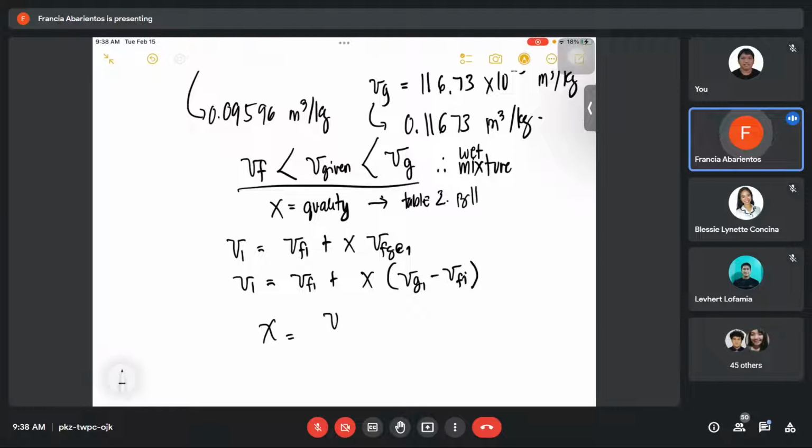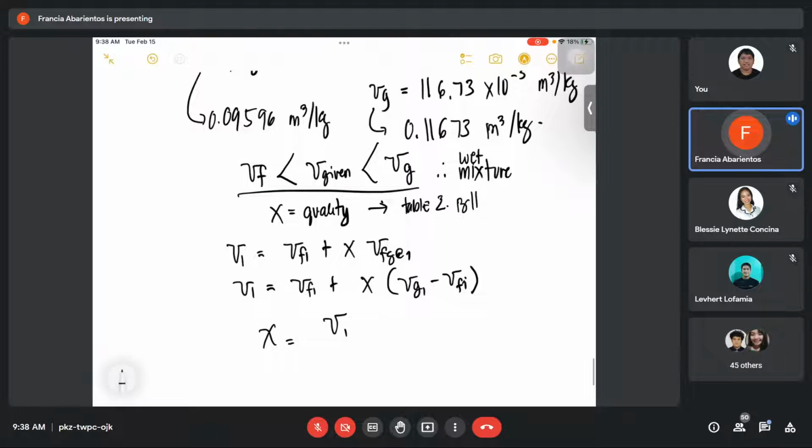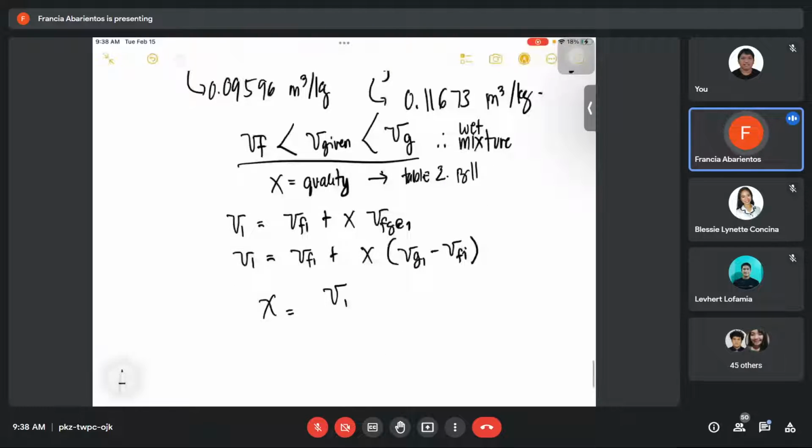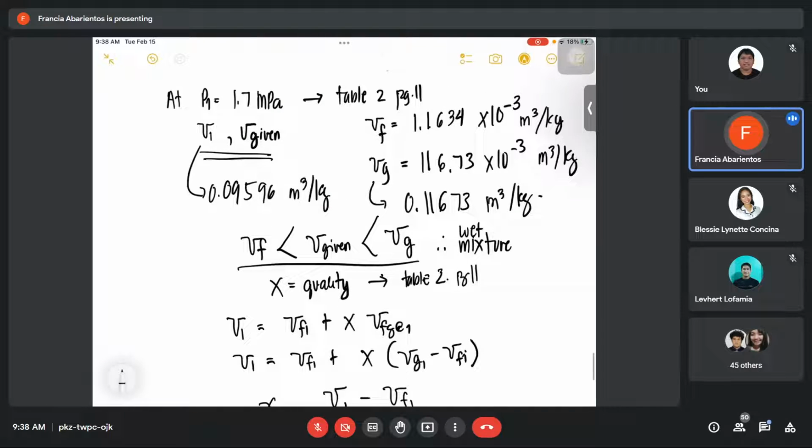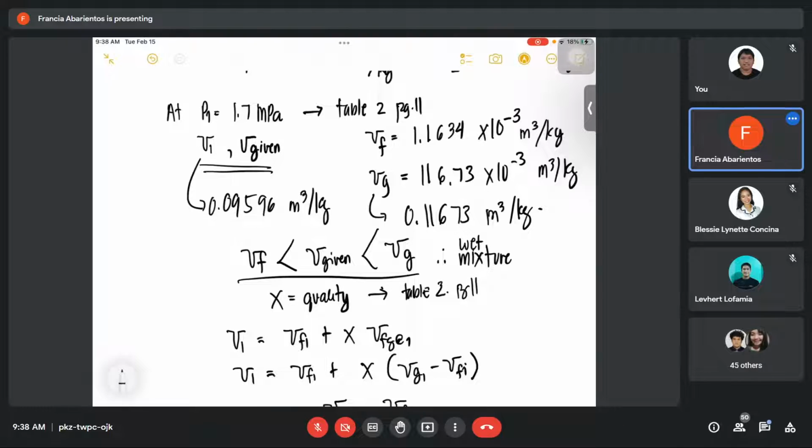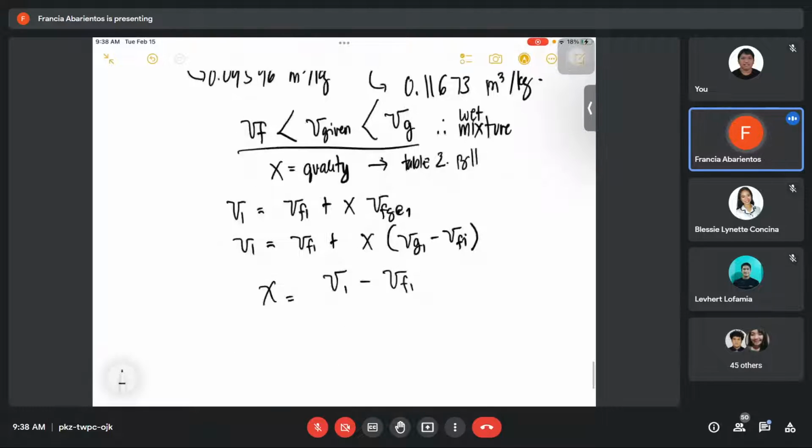Okay. Ito class na V1. Ito yung gagamitin class ha. Ito na given. Okay. V1 minus VF1. Itong VF1, this is the VF1 and the VG1. Yan na. This is now your pag sa mixture class. Over the VG1 minus the VF1. Okay.